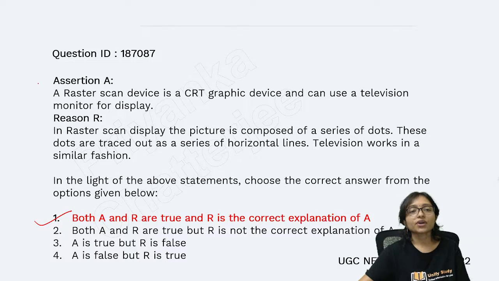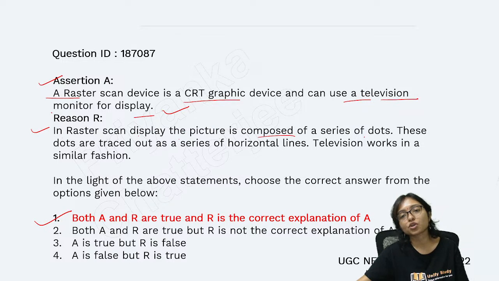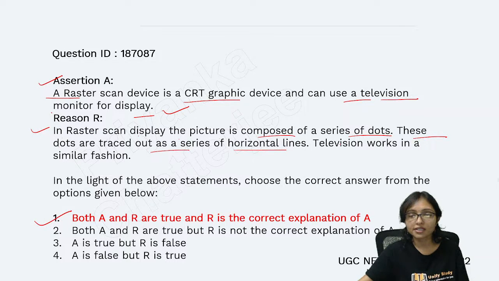Very good. Here in the assertion, I told you questions are coming from raster scan and random scan. This is the question on raster scan. A raster scan device is a CRT graphic device and can be used in television, monitors or displays. That is the correct one. Next is the reason. Rasters can display the picture composed of a series of dots. These dots are traced out in a series of horizontal lines. Television works in a similar fashion. This is also correct. Both are true.